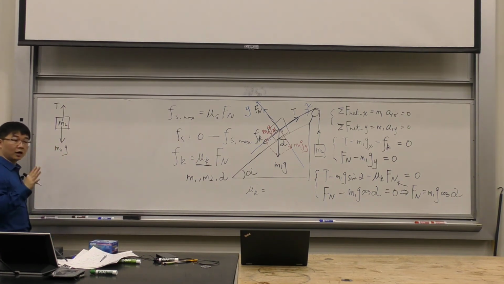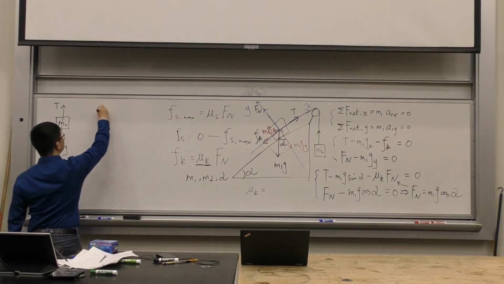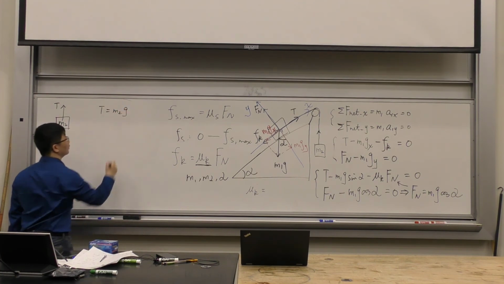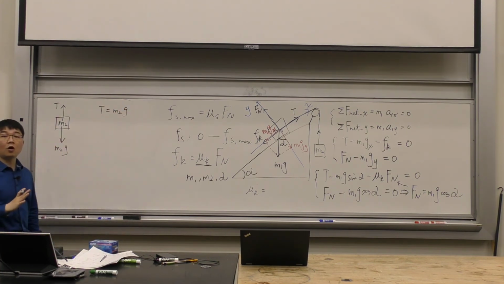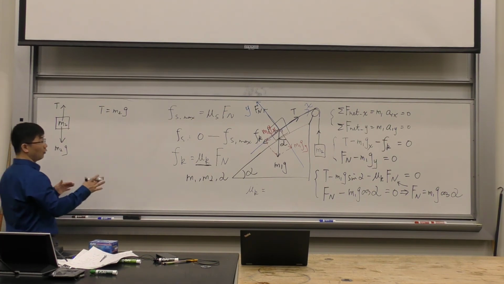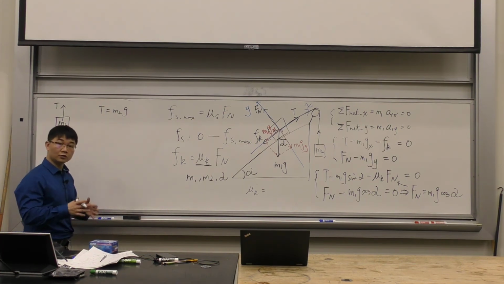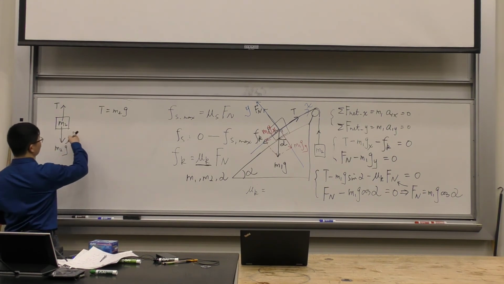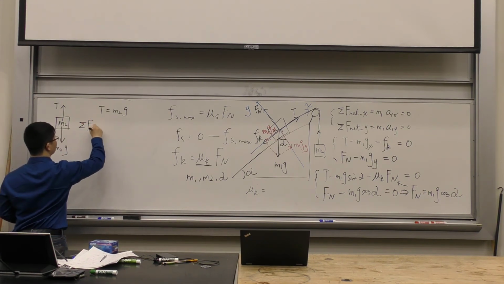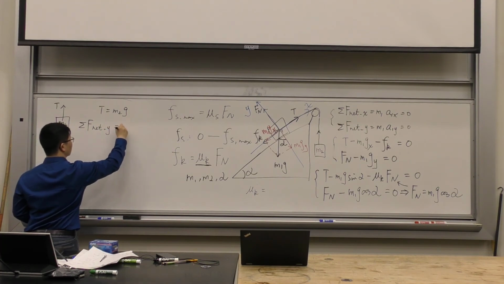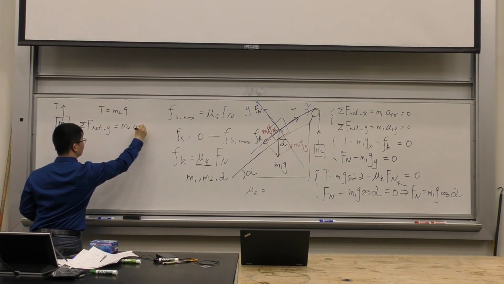A lot of people, I should warn you, would just write down, oh, T equals m2g. This is not always true, right? You can't just say, oh, I see two forces on it, they're going to cancel. What is the motion of m2? Is m2 at rest, or moving at constant velocity, or moving with acceleration? You should always use Newton's second law. So if I set up Newton's second law, I would do this. Net force in y direction equals m2 a_y.